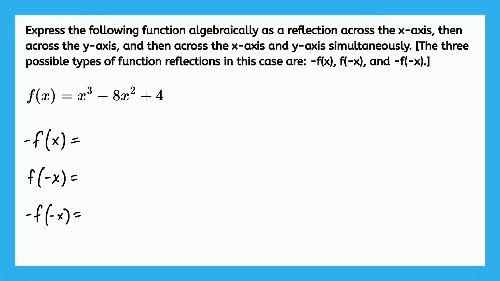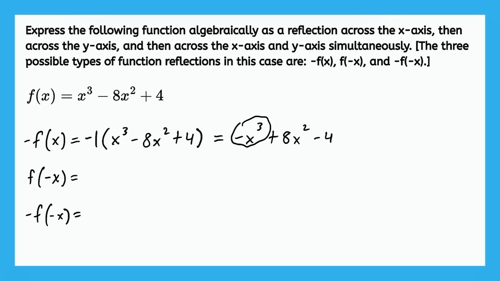So just like in the explanations above, we need to apply a negative to every term in this function. All right, there it is. And when we have a negative in front of the parentheses, it's the same as saying a negative 1. So now we just need to distribute this negative 1 to each term inside of the parentheses and simplify. All right, there it is. Negative 1 times x cubed gave us a negative x cubed. And then negative 1 times negative 8x squared gave us a positive 8x squared. And negative 1 times 4 gave us a negative 4. All right, first part finished.